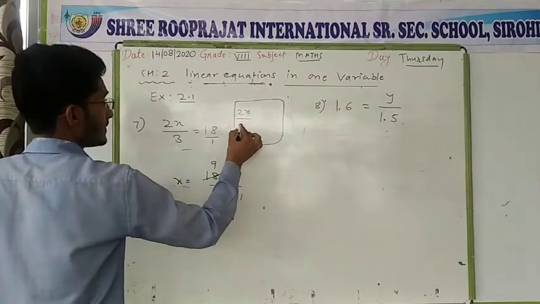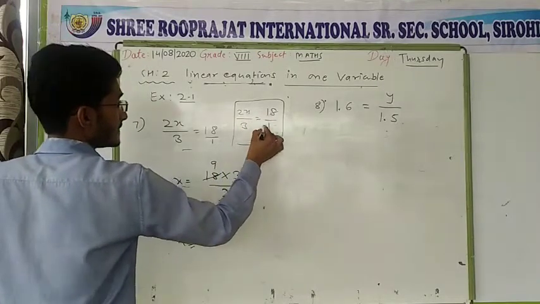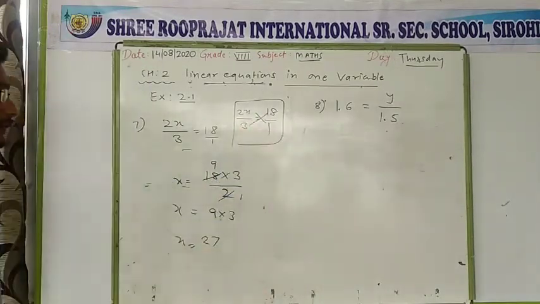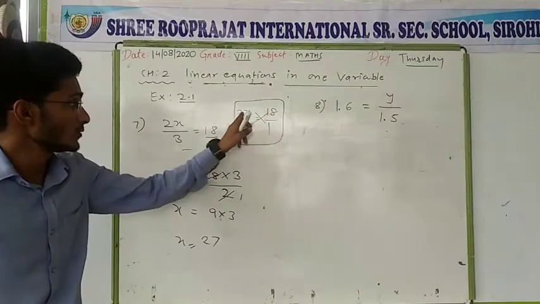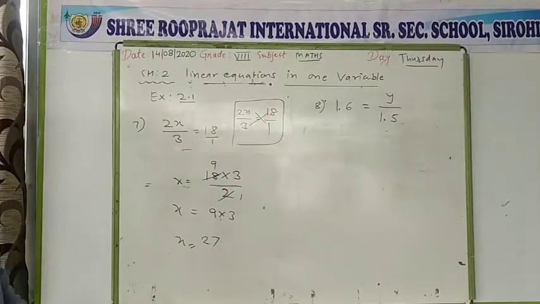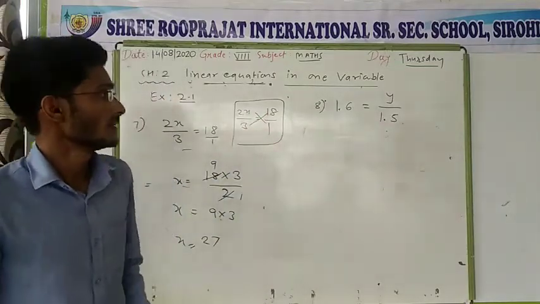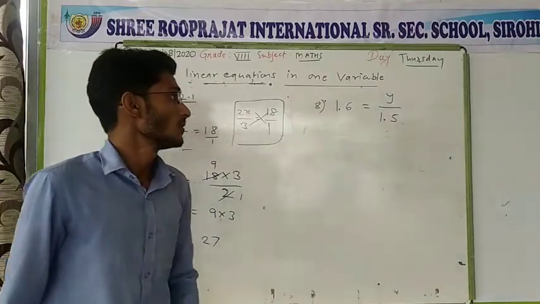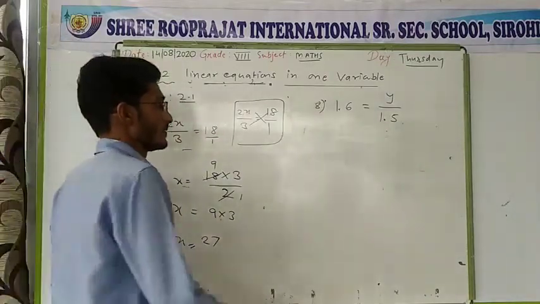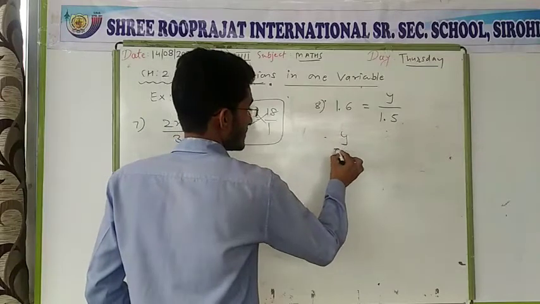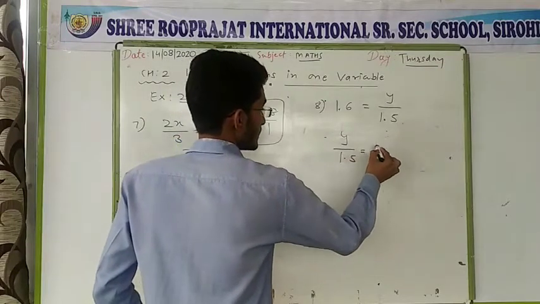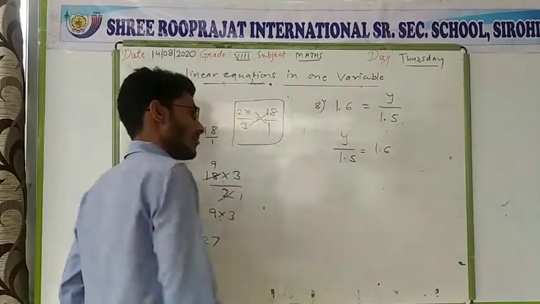Okay, it's just like this one. Cross multiply, it is 3, 18, 1. 3 multiply with 18 and 2 will be here multiply with 1. Okay, next one, 1.6 equal to y by 1.5. Even you can write like this, y by 1.5 equal to 1.6. You can change both sides.